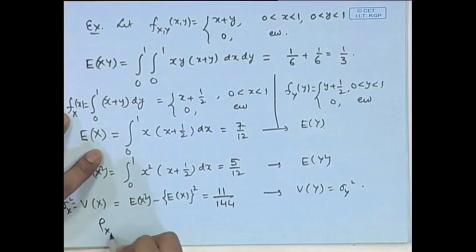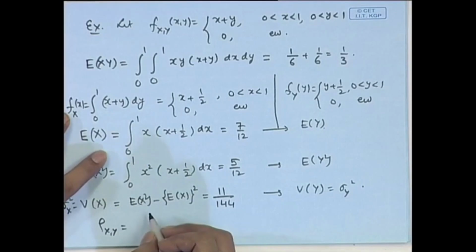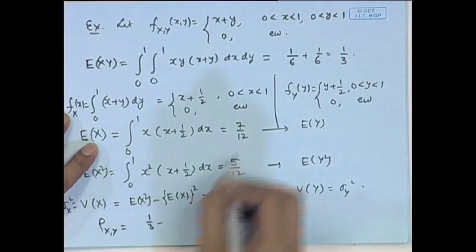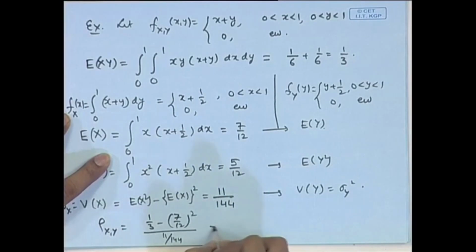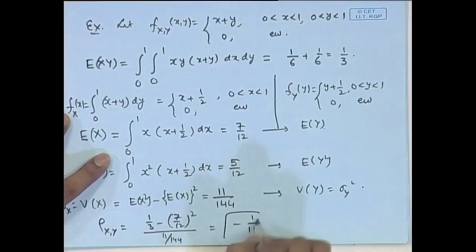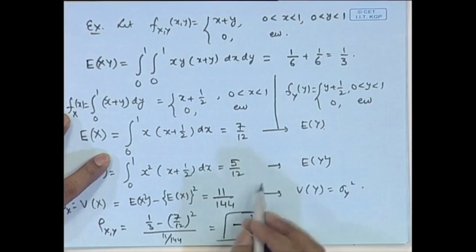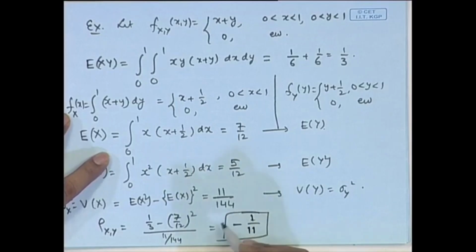So, correlation coefficient is then equal to 1 by 3 minus 7 by 12 square divided by 11 by 144, which after simplification is minus 1 by 11. So, this means that there is a low degree of negative linear relationship between the random variables x and y.